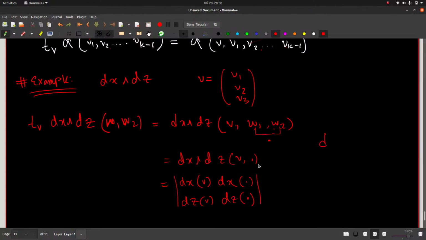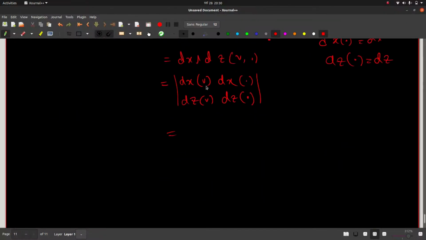Since there is nothing for these operators to act upon, that means the differential forms remain intact. So dx dot is just dx, dz dot is just dz, like this, and then dx v is just v1, dz v is just v3, and this is dx, this is dz. Now you compute the determinant and there you go. So as you can see, this interior product actually turned a two form into a one form.